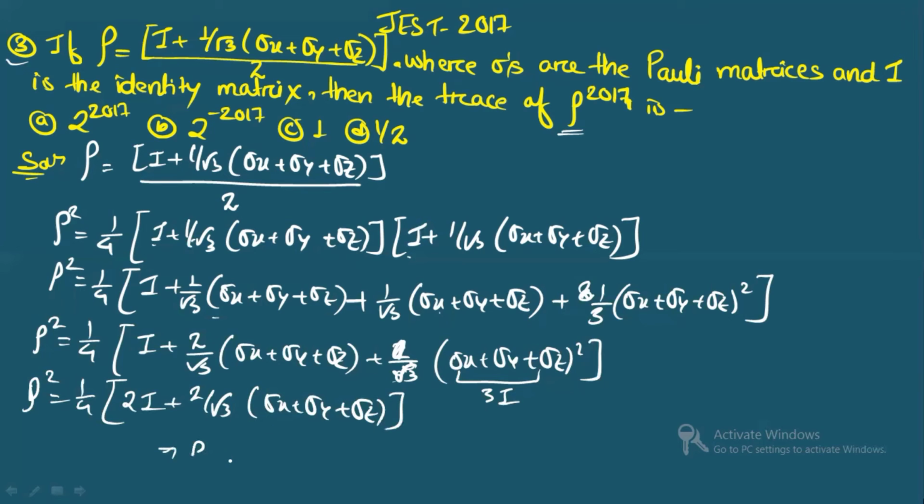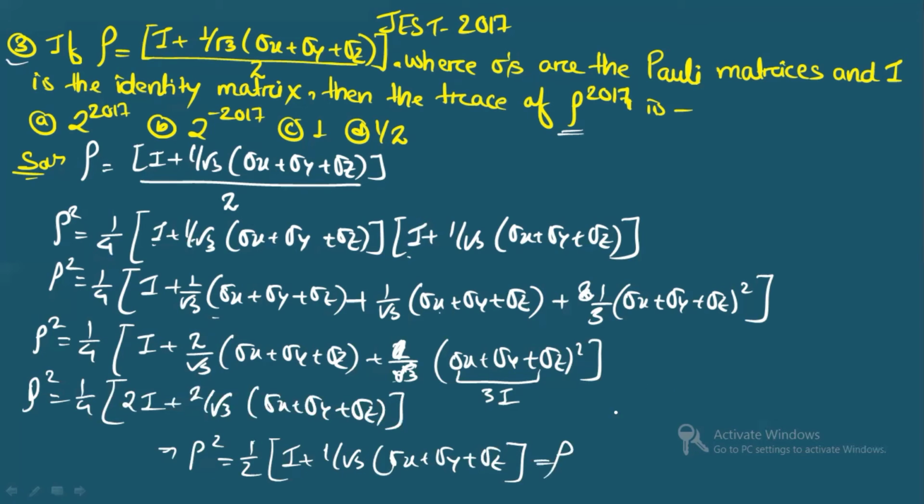And finally, you will get rho square is equal to what? If you take 2 common, if you take 2 outside, so you will have 1 by 2 because 2 will cancel 4 two times, and you will have 1 plus 1 by root 3 sigma x plus sigma y plus sigma z. Okay, which is equal to what? This entire term, it is equal to rho or not?